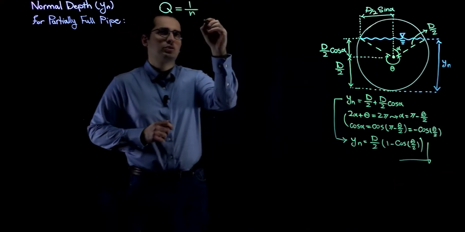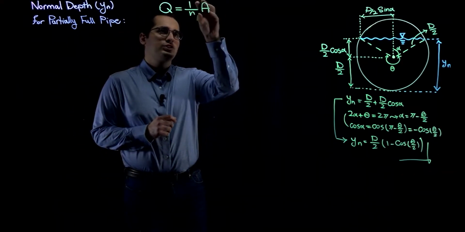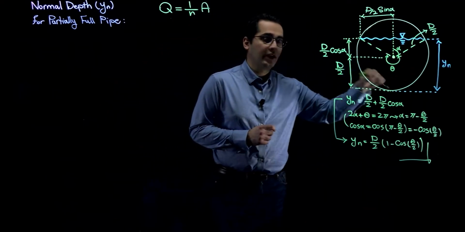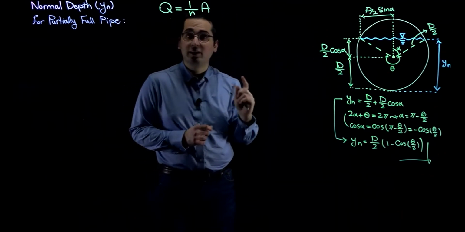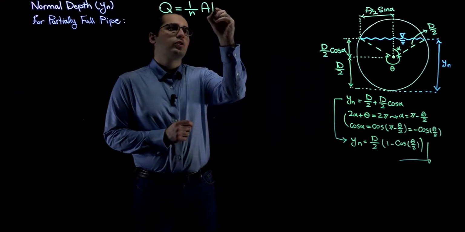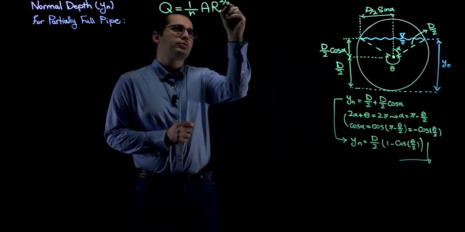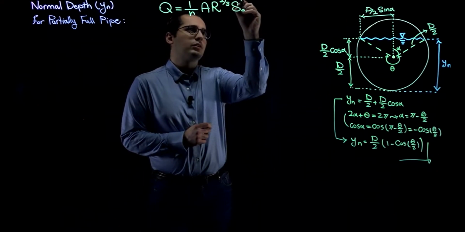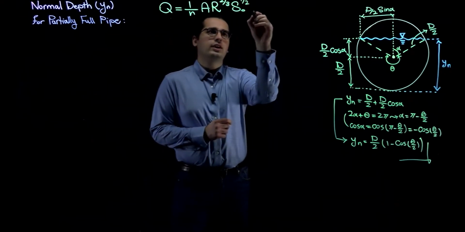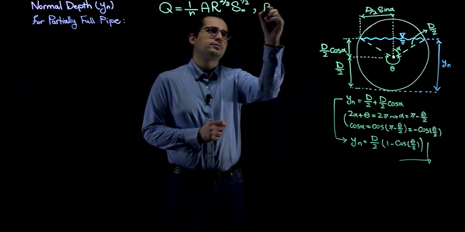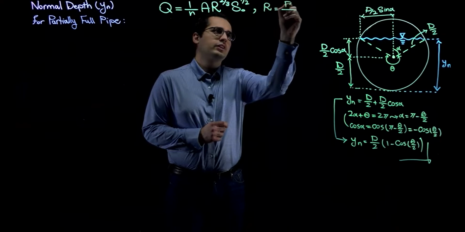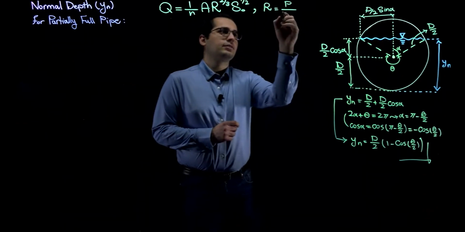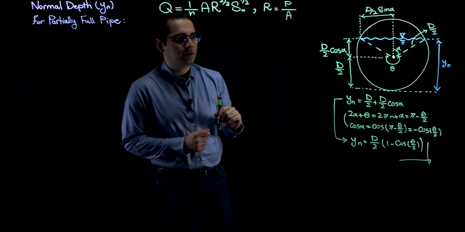n is Manning's roughness. A is the cross-sectional area of the flow. Notice that A is not the cross-sectional area of the pipe. It's the cross-sectional area of the flow. And then R, or hydraulic radius, to the power 2 over 3, and then S sub 0, which is the slope of the channel, to the power 1 over 2. R, or hydraulic radius, is the cross-sectional area of the flow divided by the wetted perimeter, which is this length that is wetted.